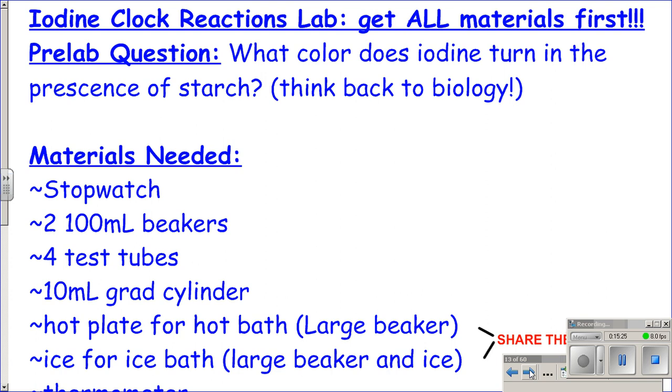So you don't necessarily need 100 milliliter beakers, but you guys probably will want those. If you don't have them, it's fine. Use 200s or 250s. It's no big deal. The 4 test tubes are because you are going to have 2 reactants, reactant A and reactant B, and they're going to make a product.